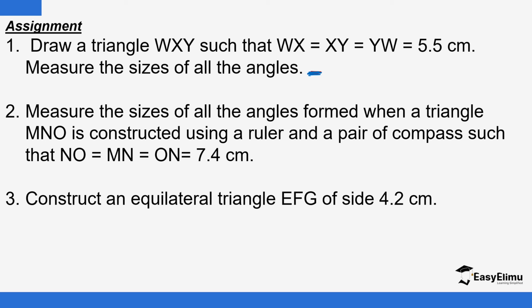Question 2: measure the sizes of all the interior angles formed when a triangle MNO is constructed using a ruler and a pair of compasses only, such that MN equals NO equals OM, and that is equal to 7.4 centimeters. So again, all the sides are the same, each side is 7.4 centimeters. Number 3 is: construct an equilateral triangle EFG of side 4.2 centimeters. That is what you can attempt as soon as possible.